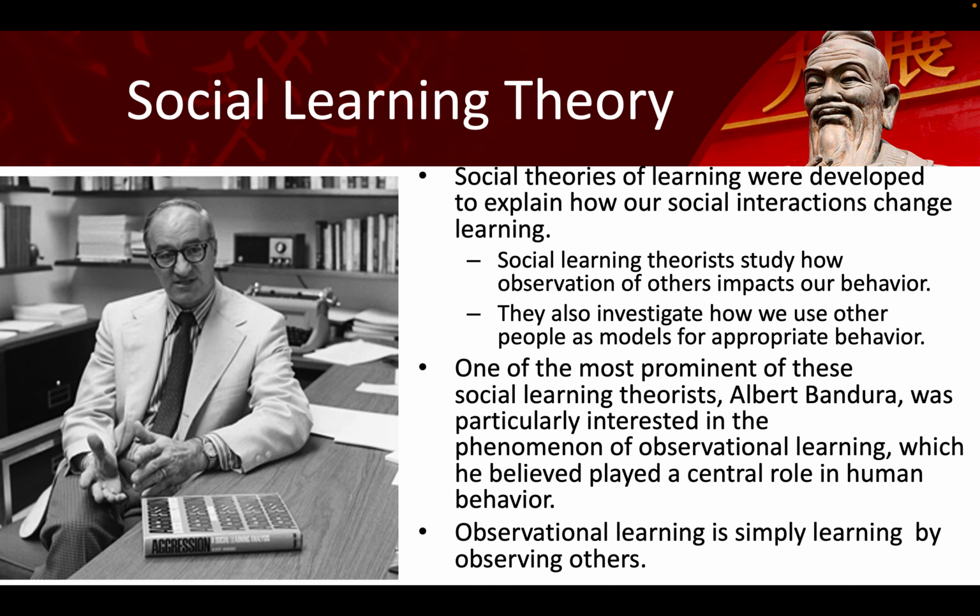Social theories of learning were developed to explain how our social actions change learning. Social learning theories study how observation of others impacts our behavior. They also investigate how we use other people as models for appropriate behavior. One of the most prominent of these social learning theorists, Albert Bandura, was particularly interested in the phenomenon of observational learning, which he believed played a central role in human behavior. Observational learning is simply learning by observing others.